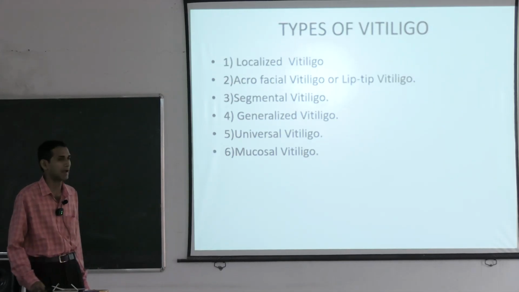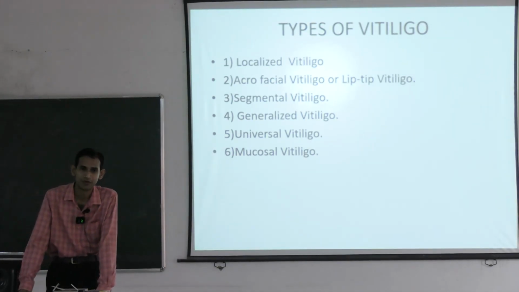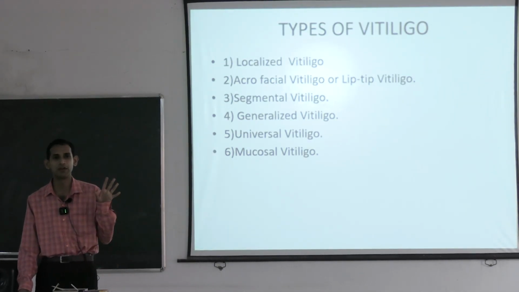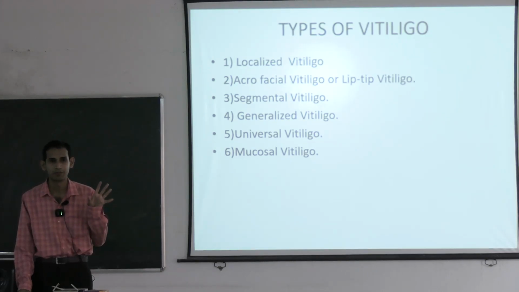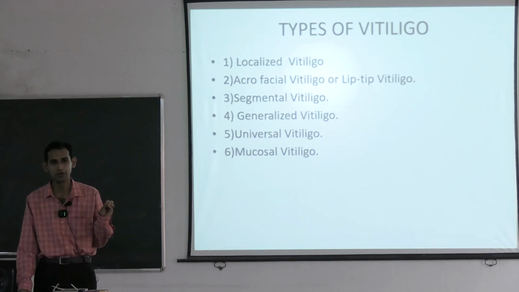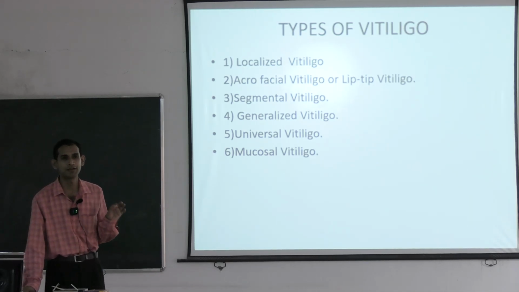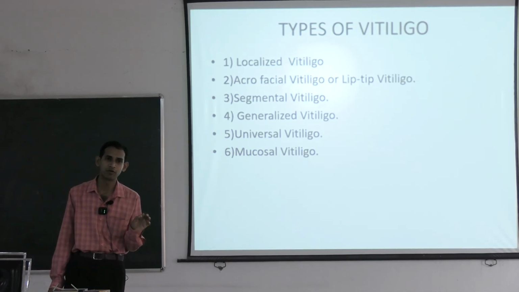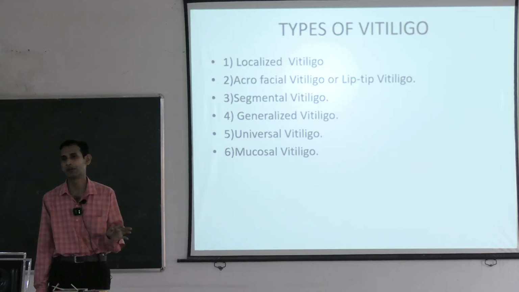Now coming to the types of vitiligo. What are the types? Usually 6 types of vitiligo are come across in our clinical setup. The most important are the localized type of vitiligo or focal vitiligo, lip-tip variety vitiligo, also known as acrofacial vitiligo, segmental vitiligo, generalized vitiligo, universal vitiligo or vitiligo universalis, and mucosal vitiligo.